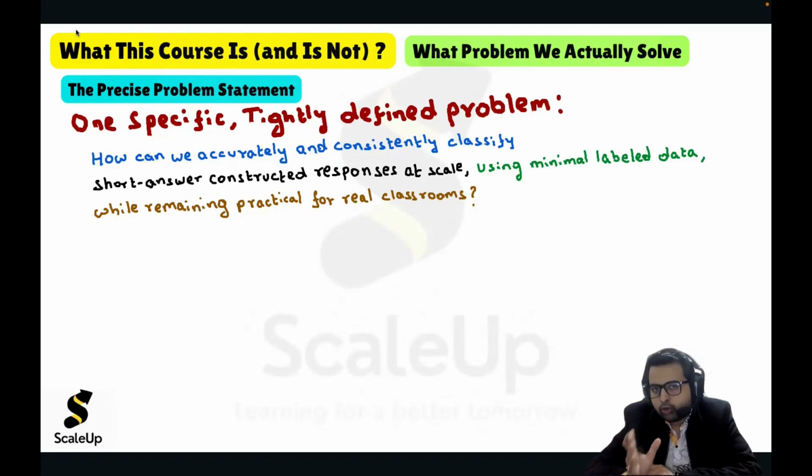So our goal is very clear. We will classify short answer constructed responses at scale using minimal labeled data, because here we will be using near domain data, and hence we will be using a very small amount of labeled data. And our solution should be practical for real classroom settings. Whatever model we will be building, it should be effective in grading short answer constructed responses for a real classroom setting. So that's the precise problem statement we will be focusing to solve in this course.